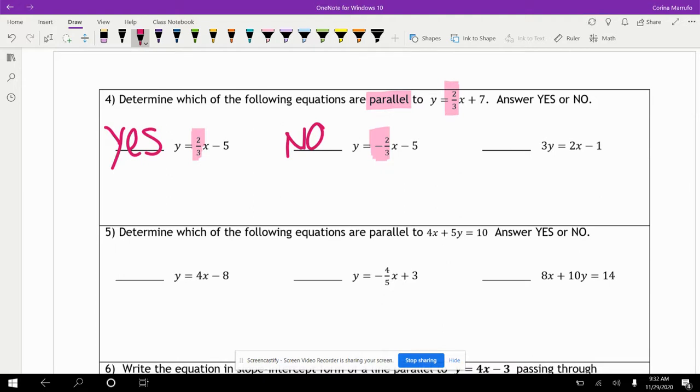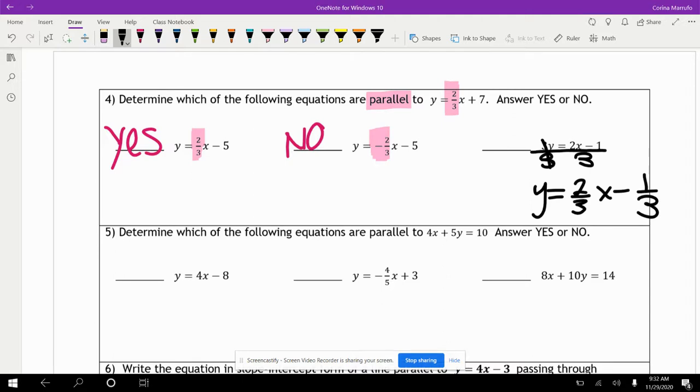And then the last one, this one is not written in slope-intercept form because it has this 3 being multiplied by the y, and the y should be by itself. So in order for us to figure out what the equation of the line is, we do have to get rid of that 3 by dividing by 3. And we're going to get y equals, because the 3's cancel out here, and we're going to get 2/3 x minus, you have to divide not only the 2 by the 3, but the 1 by the 3 as well.